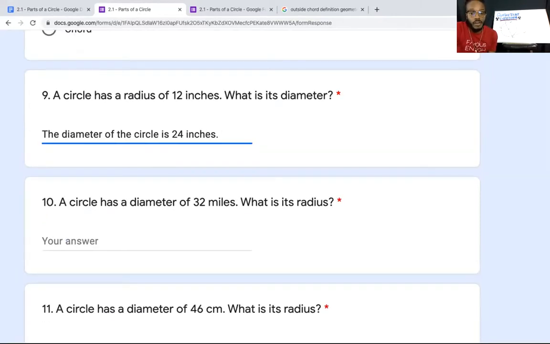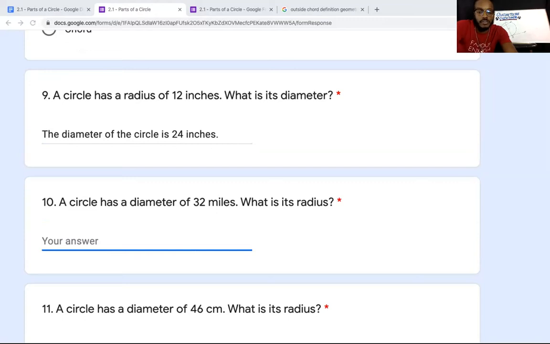The circle has a diameter of 32 miles. So what is its radius? We know that diameter is twice the size of radius. So if we wanted to find the radius from the diameter, we would take 32 and divide it by 2. It tells us that the answer is 16. So we will say that it has a radius of 16 miles.